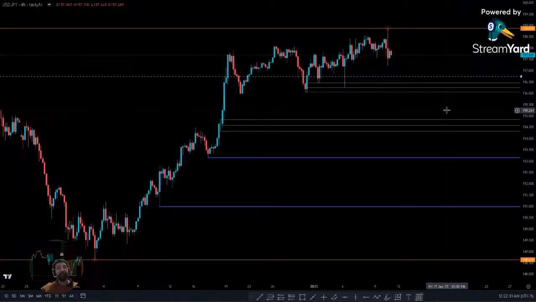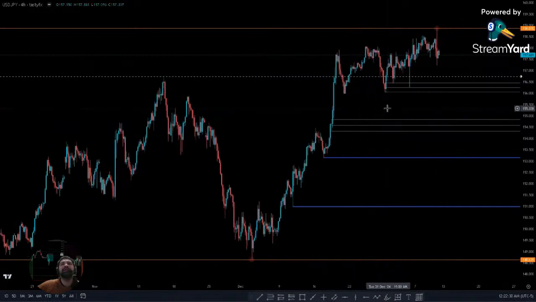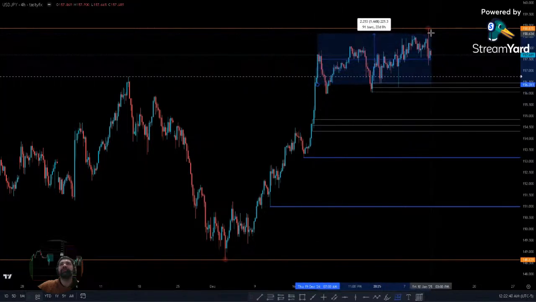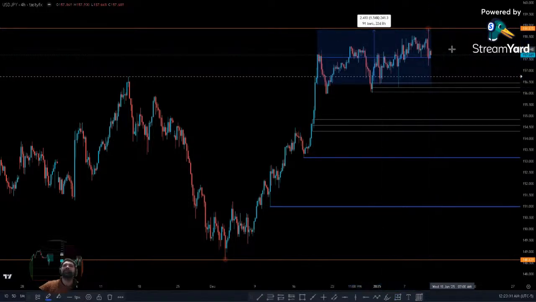USD JPY. USD JPY has been a difficult player for a while. You can see right here it's in an intact range. Let's consider the range starts around here. It has been 22 days, 8 hours that the price is still in the range.